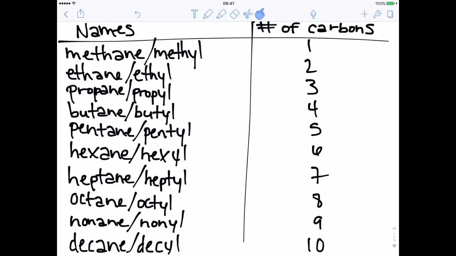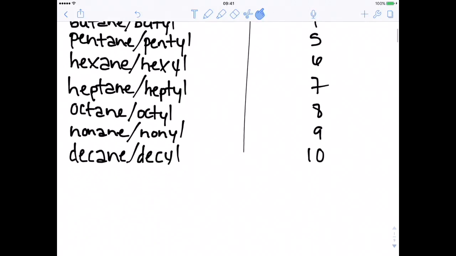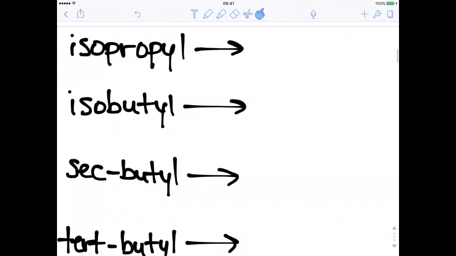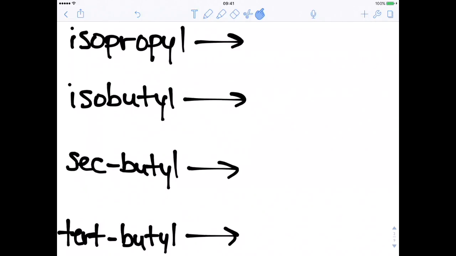Some common branch points that you will need to know also are isopropyl, isobutyl, sec-butyl, and tert-butyl. There is no way getting around them. You have to know these ones. These are the 4 most common names you will see. Drawing them is relatively simple. It's just more of a memorization thing than anything.